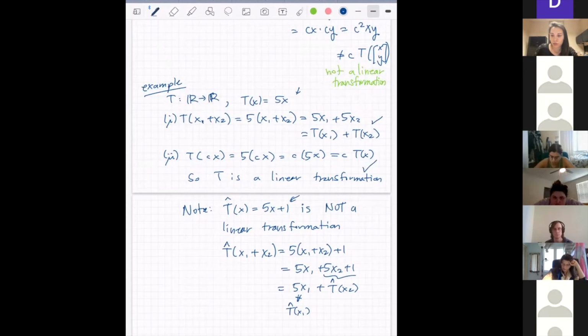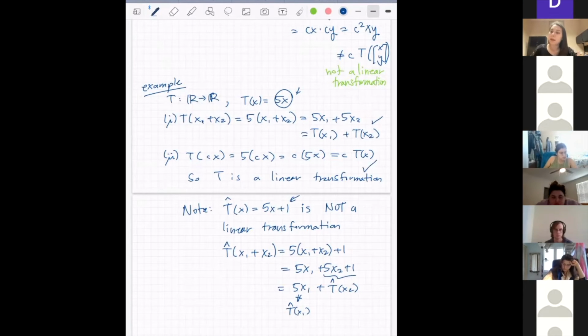So this is what we would actually call an affine transformation. I'm not sure that we will talk about these again. Maybe we'll talk about it towards the end of the class, but really these are the only functions. So lines that go through 0, 0 are linear transformations, otherwise not.